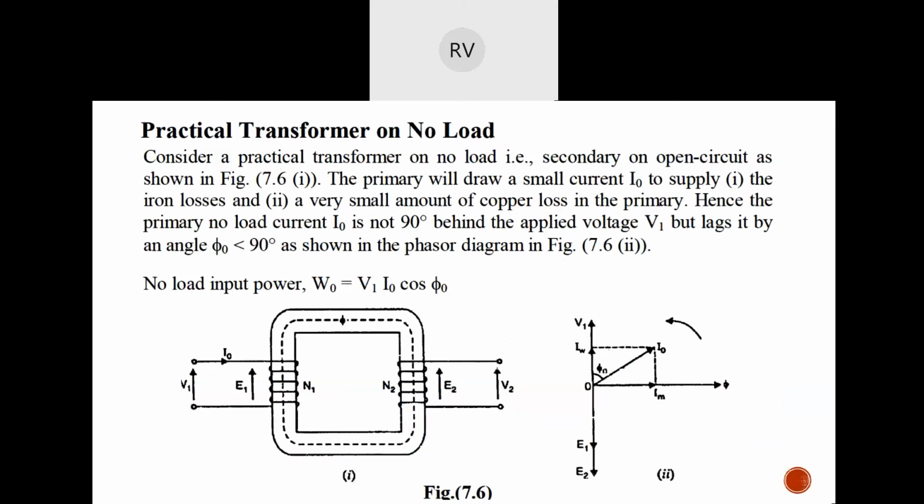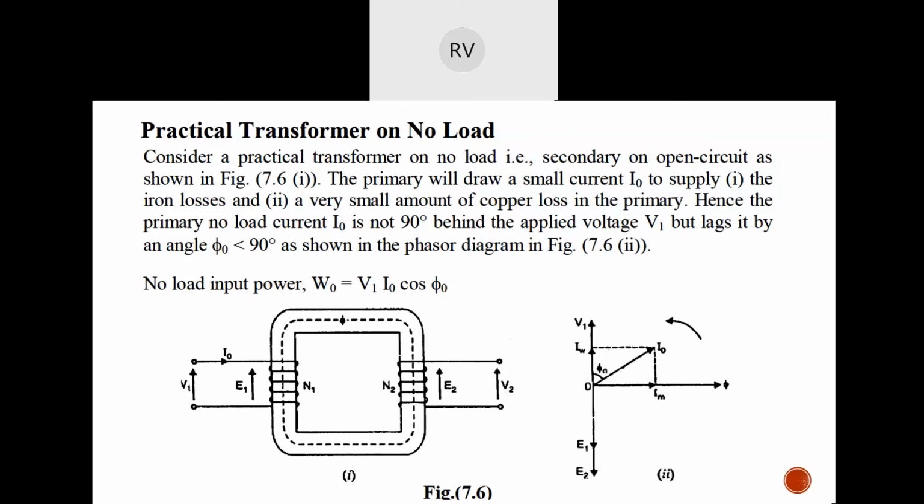The primary draws a small current I naught to supply the iron losses and a very small amount of copper losses in the primary. So in case of the ideal transformer, it is drawing a small amount of current which will set up the magnetic flux, which is called the magnetizing current. Whereas in case of the practical transformer, you will be having some losses, right? You need to feed those losses. In order to feed those losses, you will be drawing a small amount of current from the supply, which is called I naught.